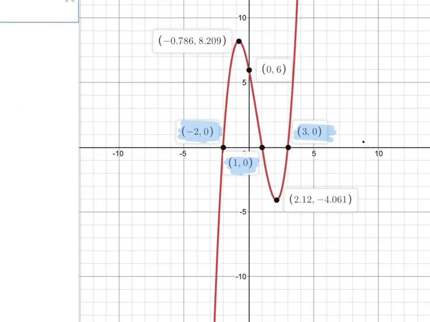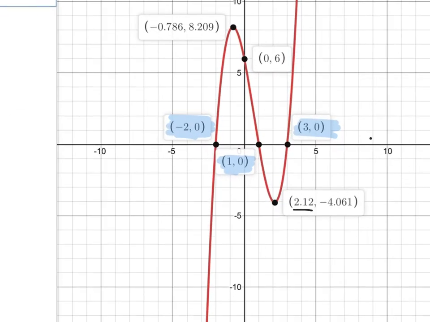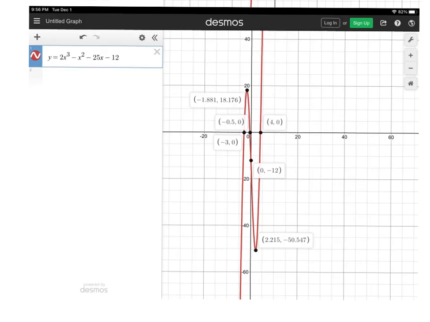Notice the lowest it got was really 2.12. I don't care that you have to look for the exact value where it actually hits the turning point. Okay, so this is the next one that we're going to do.